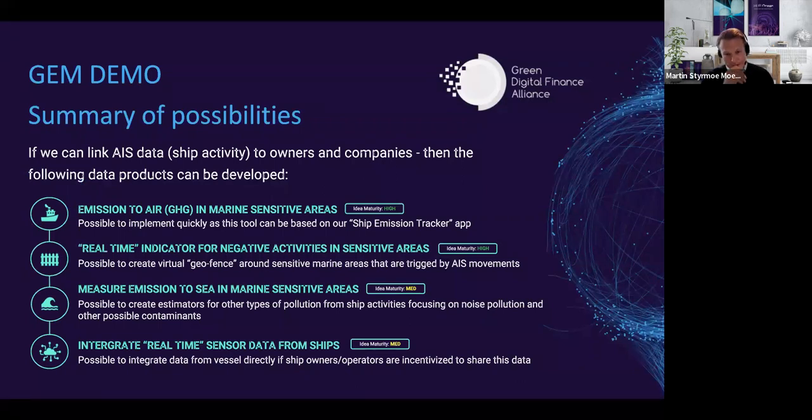And it also feeds well into number 3, where you can look at measures to air, but also measures of emission to sea, and looking for other kinds of pollutions like noise or other contaminants that go into the water. Open loop scrubber systems, for example, are something that we would like to look into further with participants in this project. And finally, the real-time indicator for negative activities in sensitive areas, that geofencing, and creating weekly or monthly reports on negative behavior, we believe is a really good tool for different actors to start using. So I will leave it at that. Thanks.